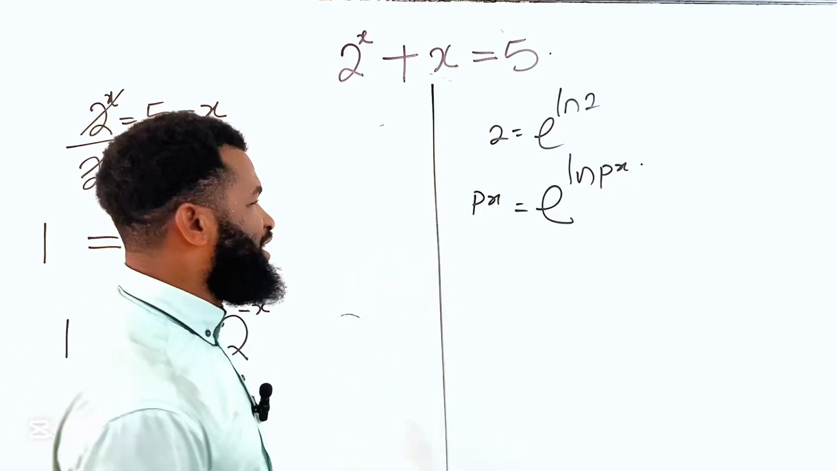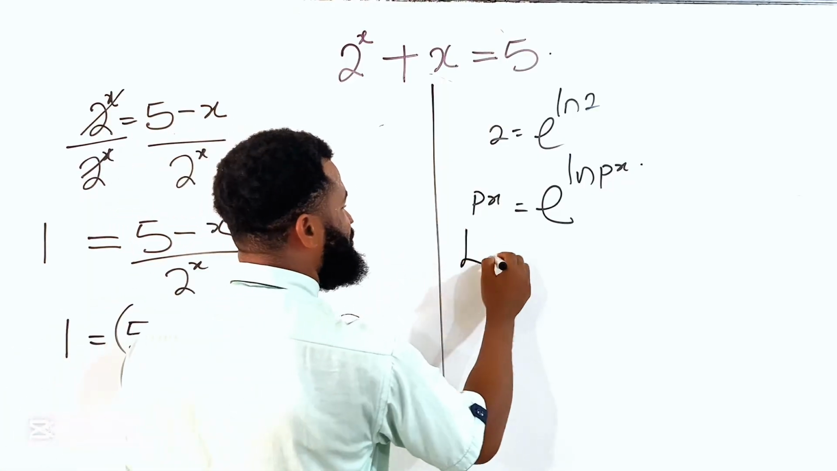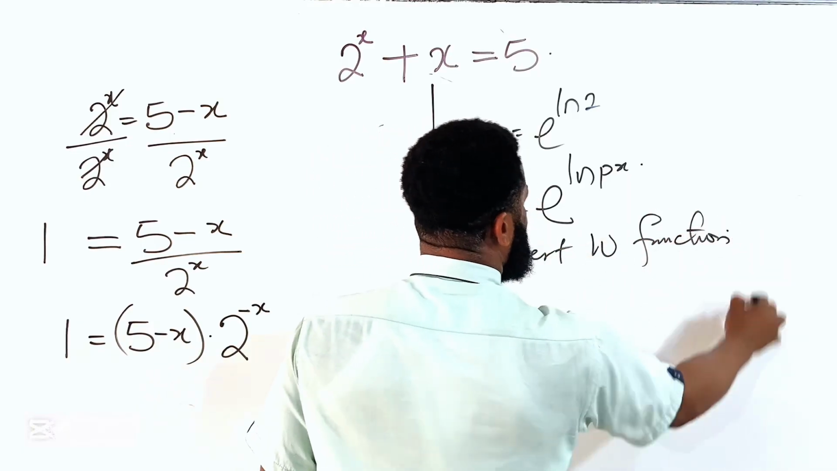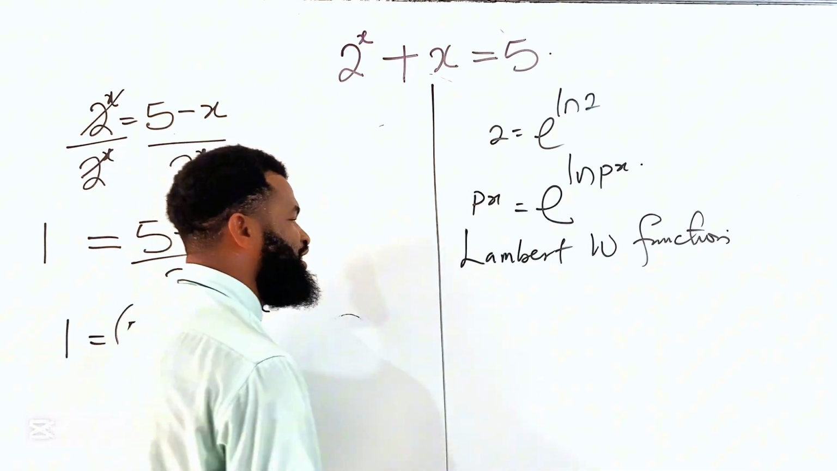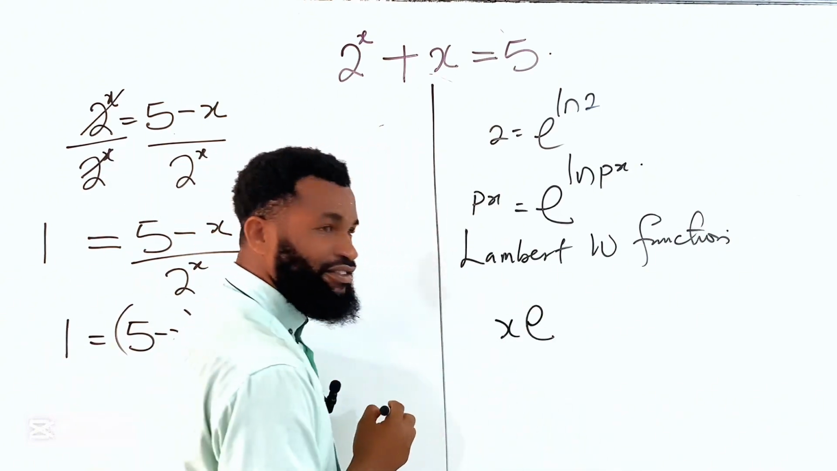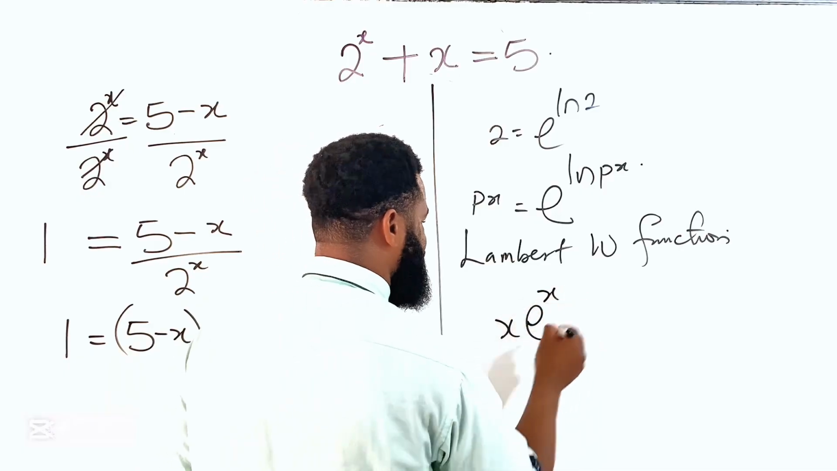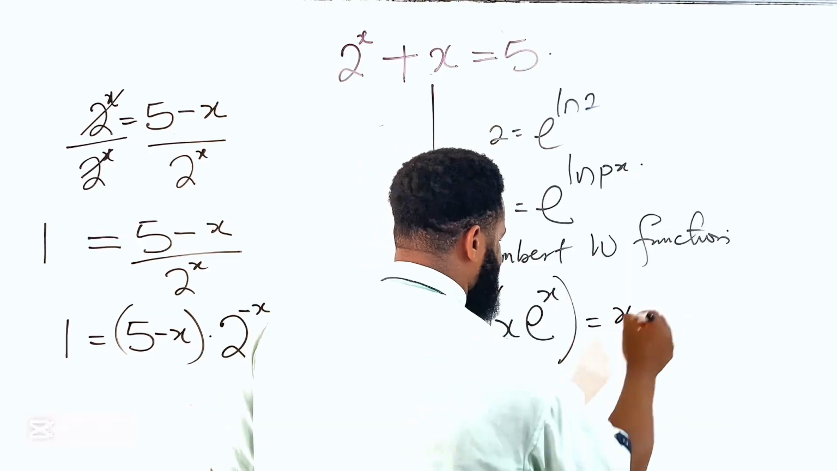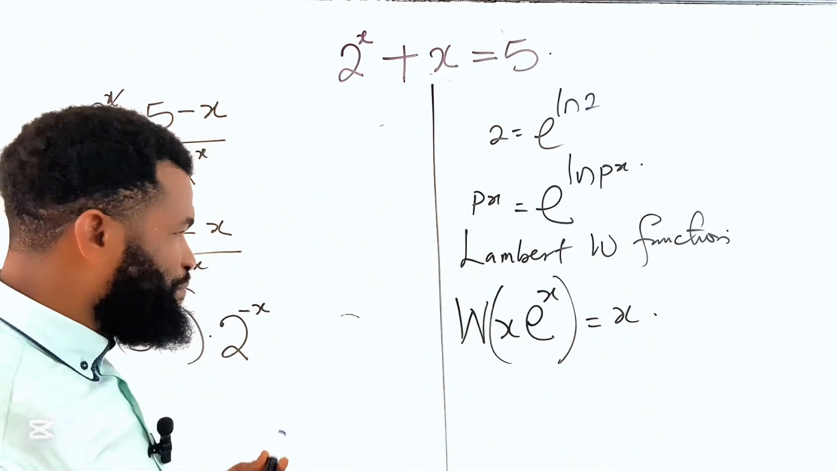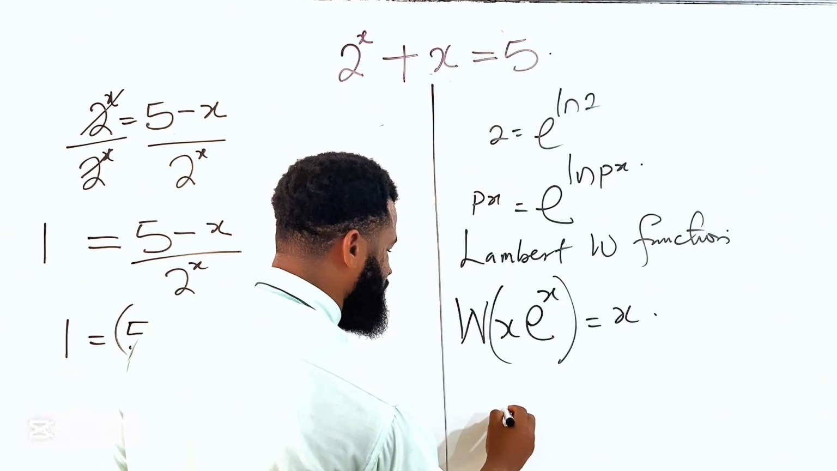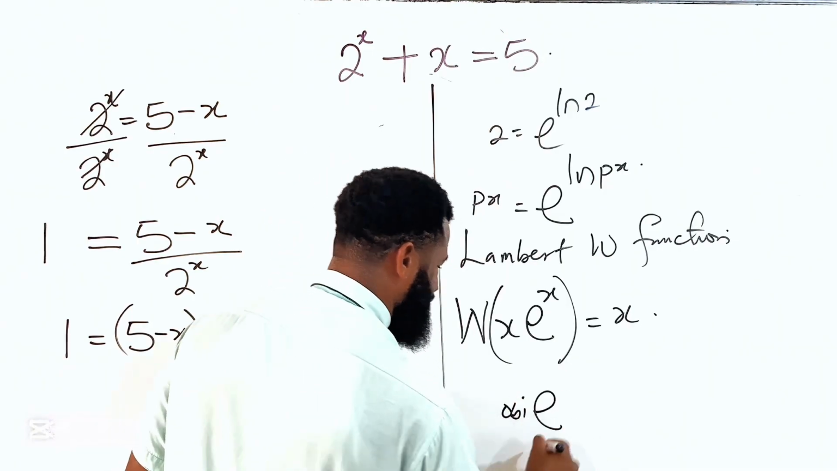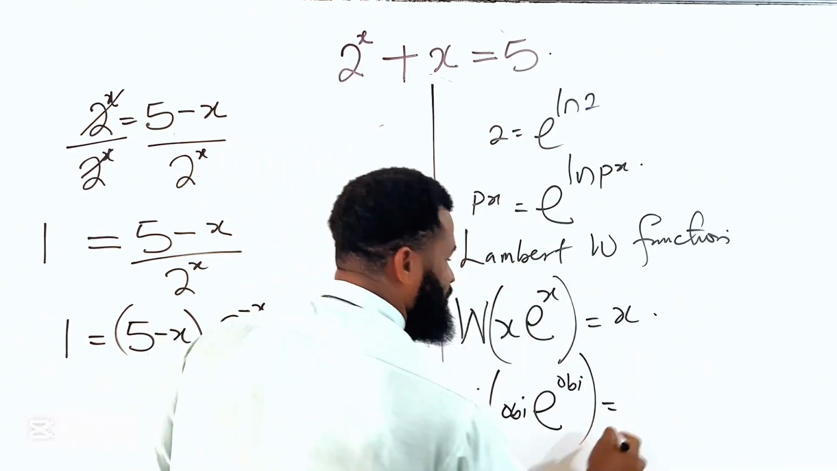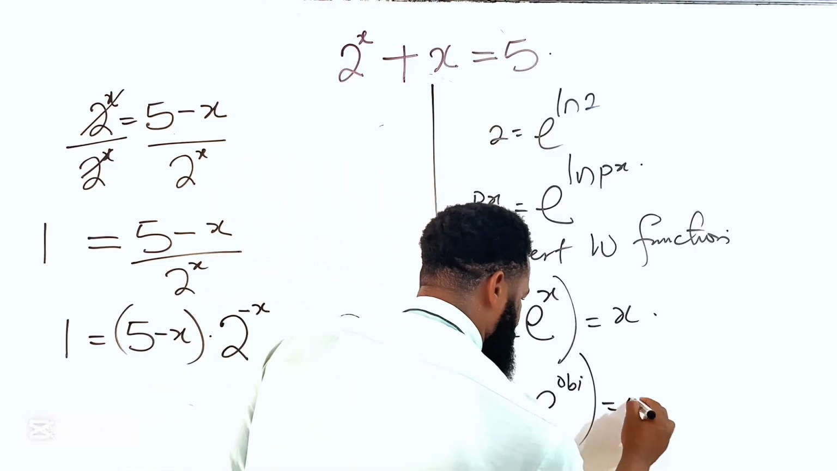I'm also going to need another skill which is called the Lambert W function. So what does this law say? The law says that if you have x e raised to power x, if you employ the Lambert W function, it's going to give you x. Let me show you another pattern. If I have ob, e raised to power ob, if you employ the Lambert W function, the answer is going to be what? I'm going to hear you say ob.